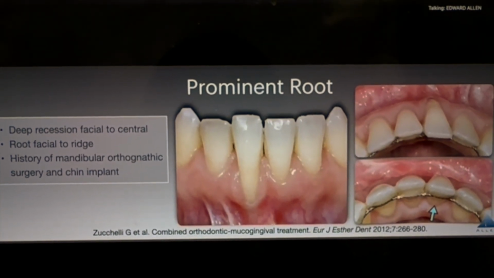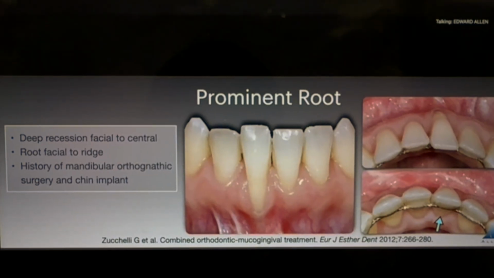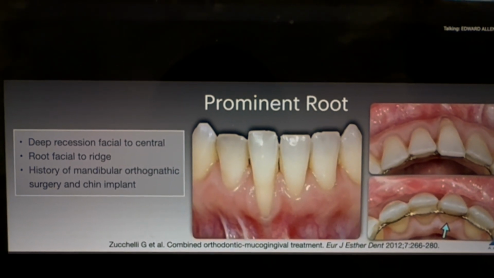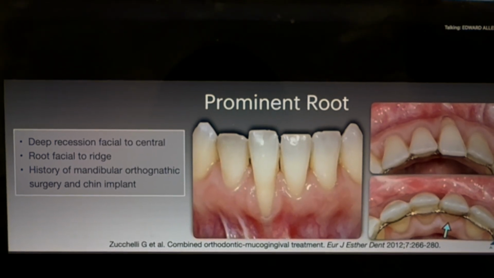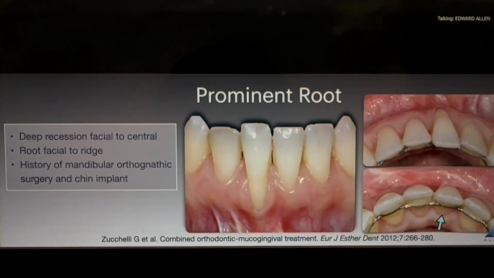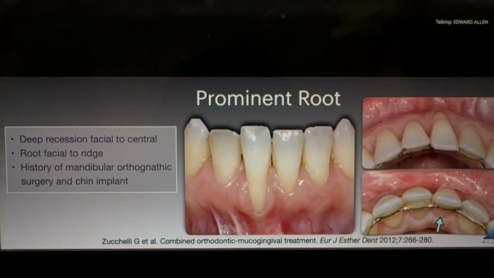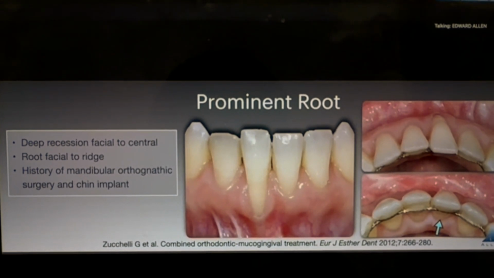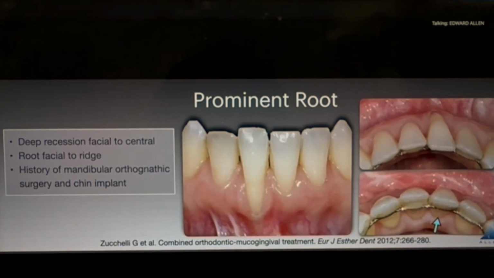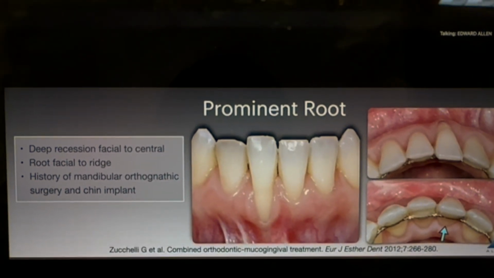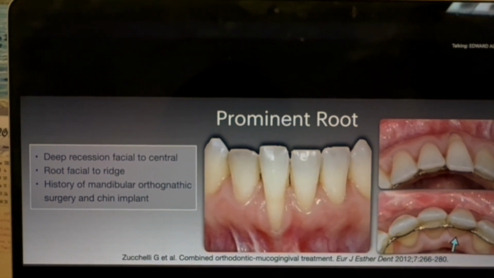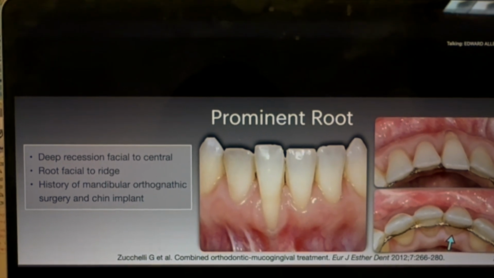I learned from Zucchelli that his theory on this is that the function on that incisor causes a rotation about the fulcrum of that retainer wire and causes the root to project anteriorly. So it comes out of the ridge a bit and you get recession. So we want to move it back. And the patient also has a chin implant, had orthodontic surgery, so there's scarring, some other issues here.